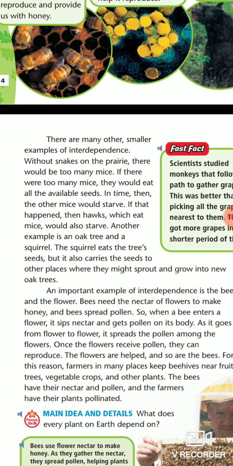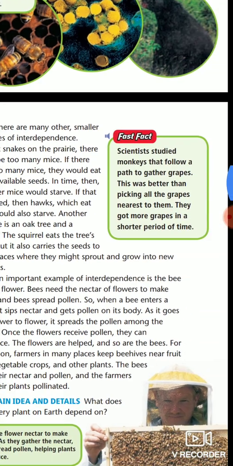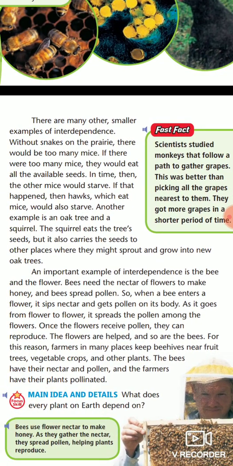An important example of interdependence is the bee and the flowers. Bees need the nectar of flowers to make honey, and bees spread pollen. So, when a bee enters a flower, it sips nectar and gets pollen on its body. As it goes from flower to flower, it spreads the pollen among the flowers. Once the flowers receive pollen, they can reproduce. The flowers are healthy, and so are the bees.